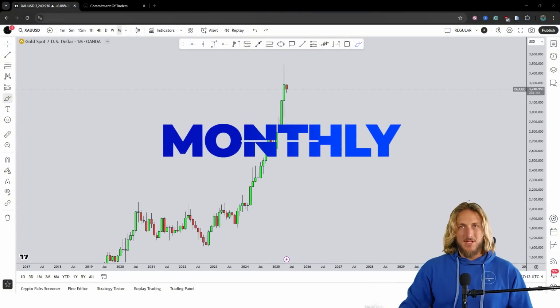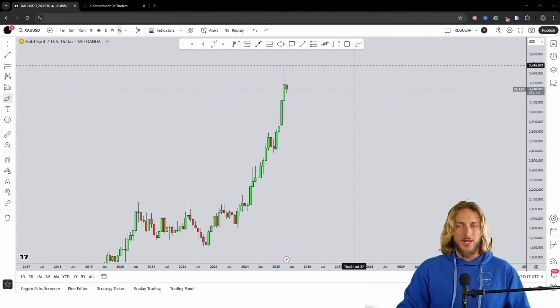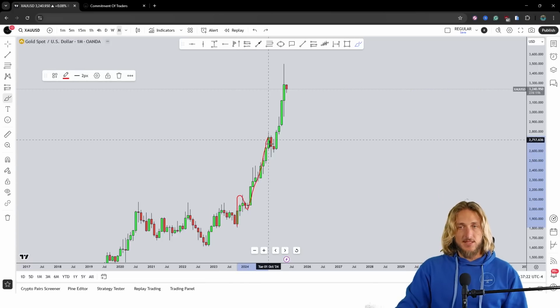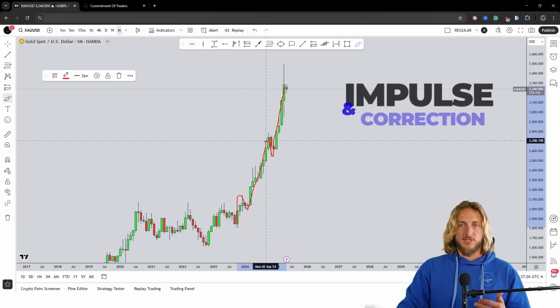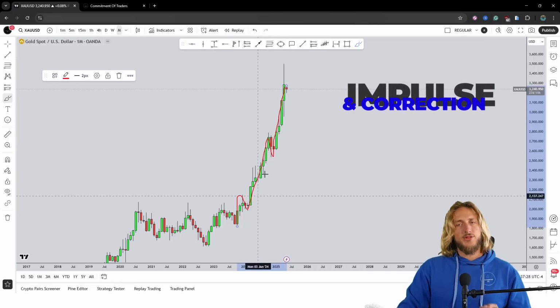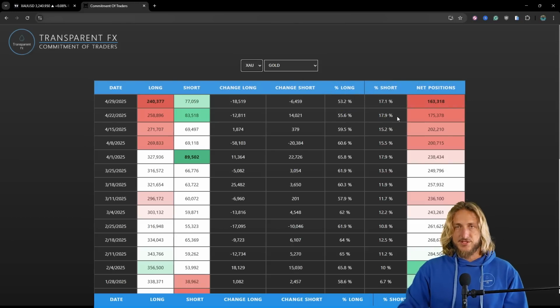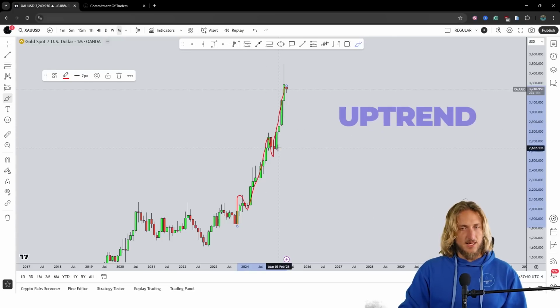Starting here from the monthly time frame, what we can see is that at the moment we are in a very strong uptrend. The market has been creating a series of monthly higher highs and higher lows. So essentially these impulses and corrections, and all this huge push to the upside was fueled by strong institutional buying. And we will be speaking about that in just a few minutes when we move to the commitment of traders analysis. But for now, let's continue to analyze this uptrend.